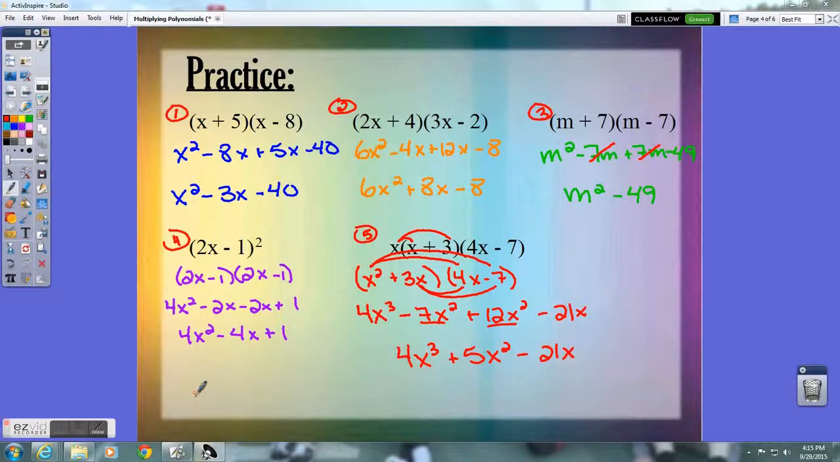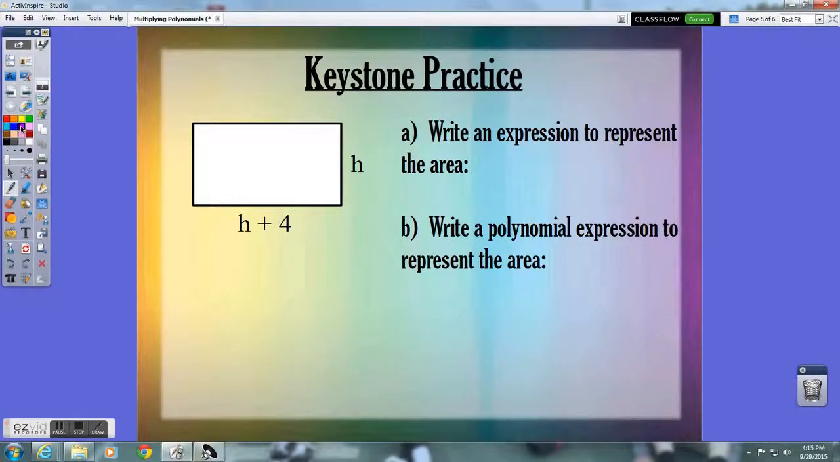So now that we looked at some practice problems, let's look and see what they're going to look like on the Keystone. So you know they love to take things and merge them together. So here it says write an expression to represent the area. Remember that expressions have no equal signs.